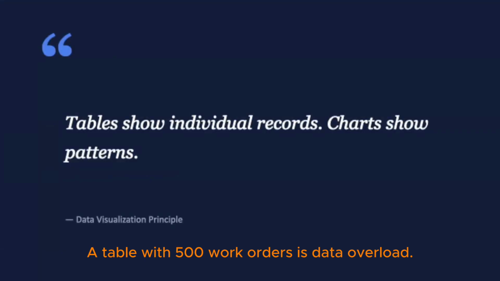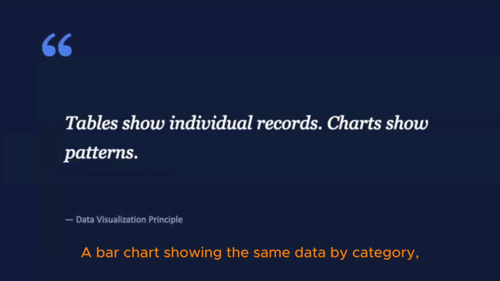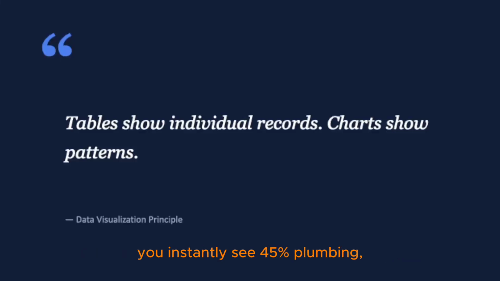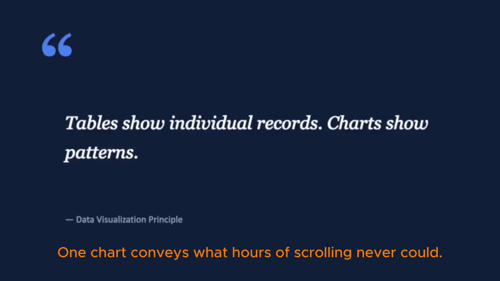A table with 500 work orders is data overload. With a bar chart showing the same data by category, you instantly see 45% plumbing, 30% electrical, and 25% others. One chart conveys what hours of scrolling never could.